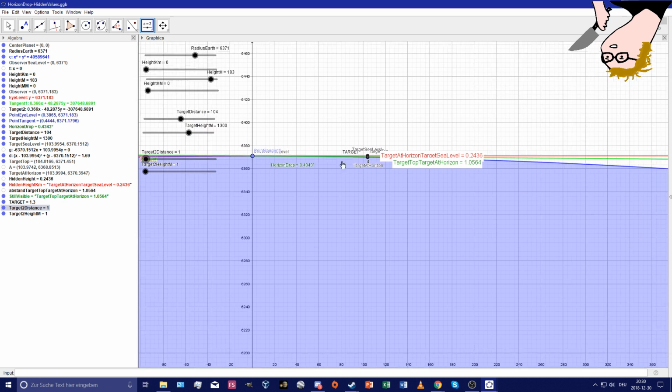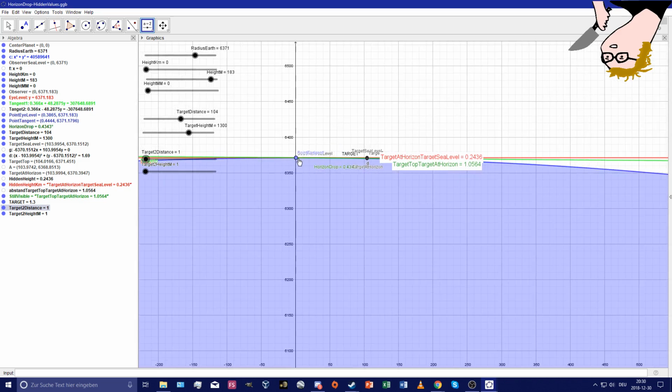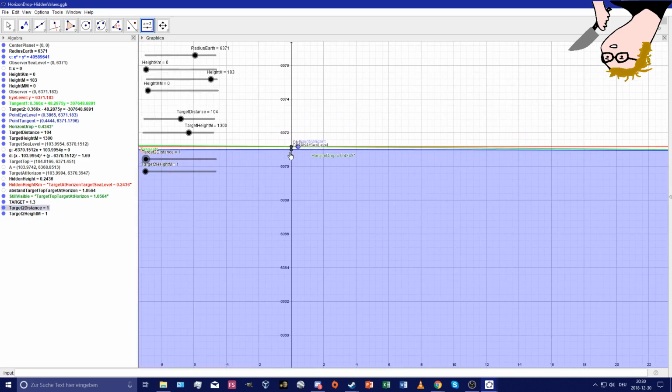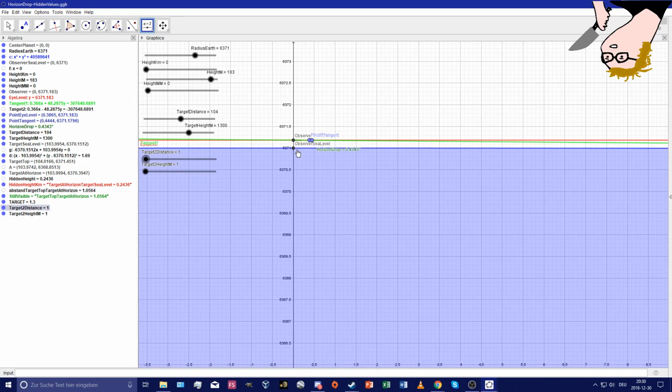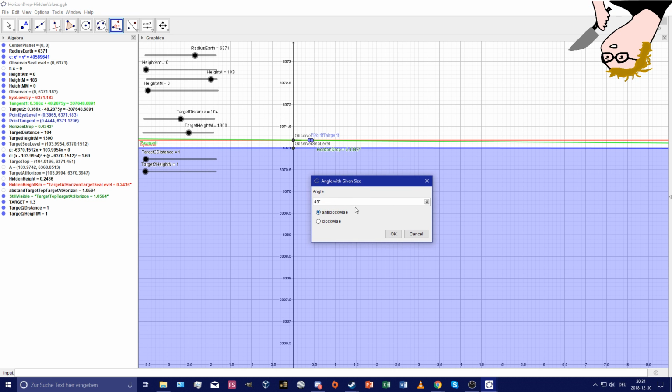Okay, so how do we actually determine where exactly on this line it should be? What we need is to determine the angle between the observer at sea level, the center of the planet, and the base of the second target. So we have this neat angle tool. We can set an angle with a given size. So, select a point: observer sea level, center of the planet, and what's the angle?